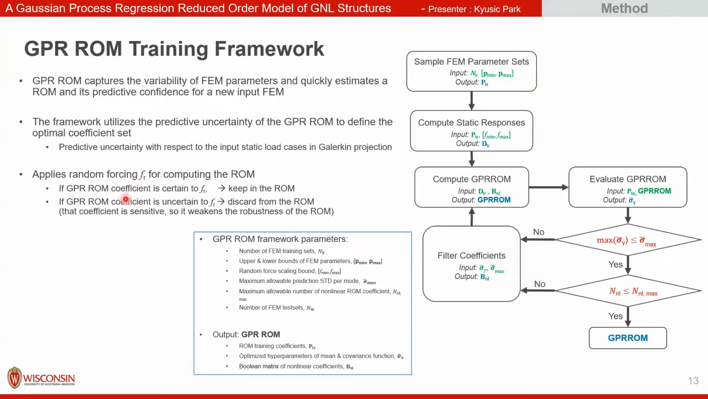So if a GPR ROM coefficient is certain with respect to the force scaling, then it will be kept in the ROM. On the other hand, if the sensitive ROM coefficient is uncertain, it will be filtered out from the GPR ROM because it weakens the robustness and potentially lessens the accuracy of the ROM. So based on using this algorithm, we expect to define the optimal or minimal set of coefficients in the ROM.